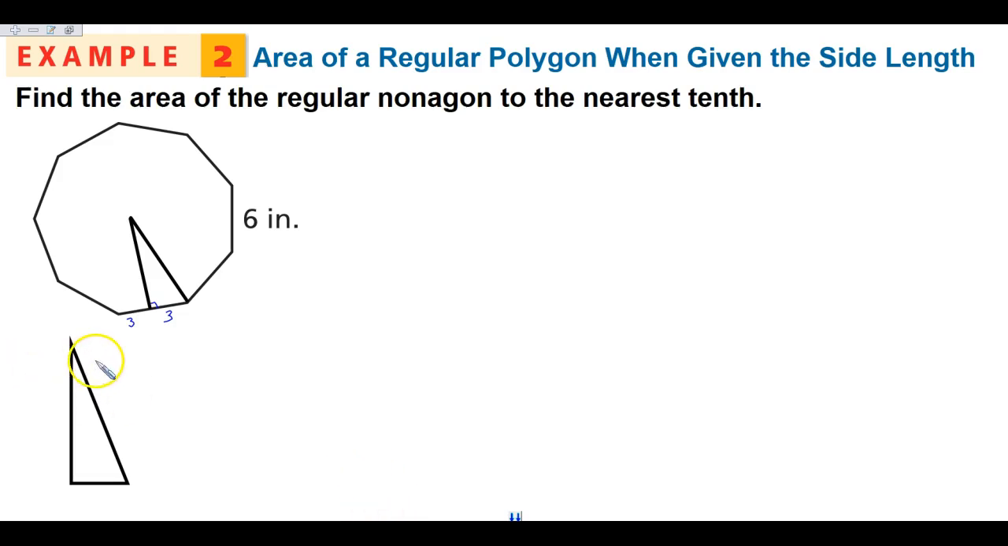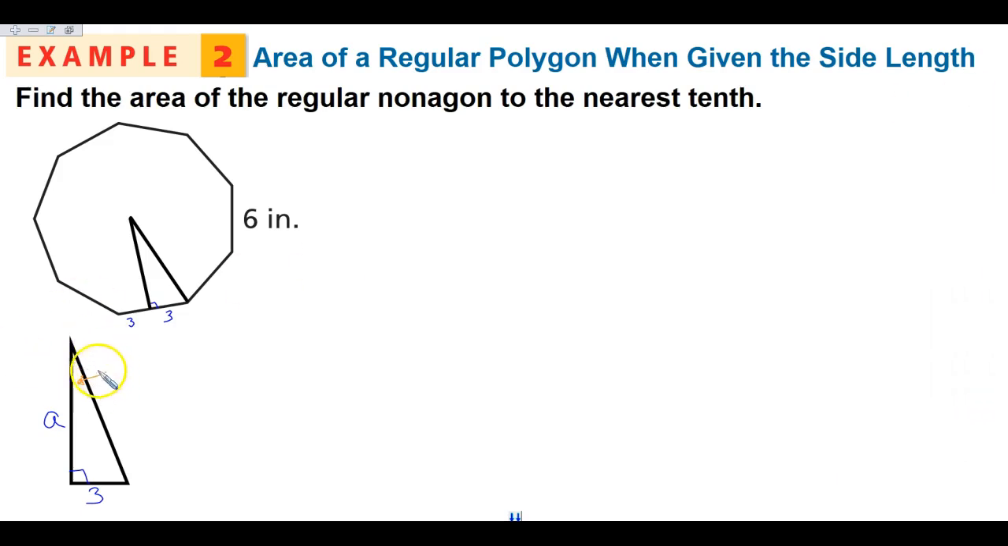All right, so the first thing that we need to do, we know that this is 3. I need to find my apothem. Okay? So if I look at this angle here, actually I don't want an orange, sorry. I want to, oh, where did that come from?